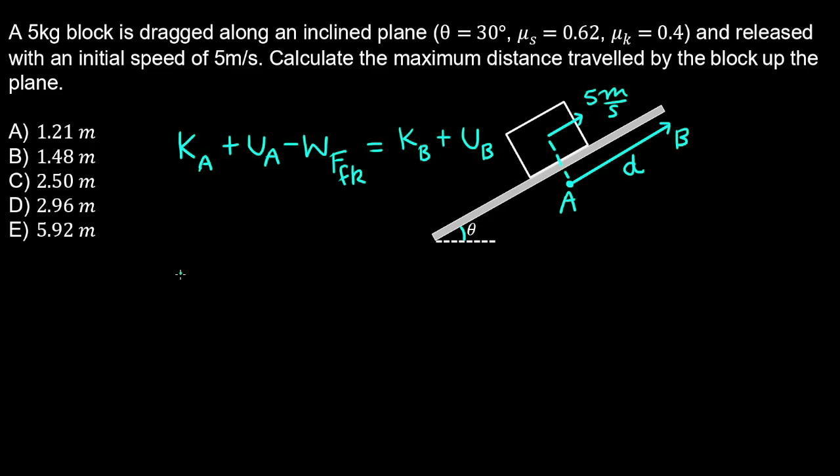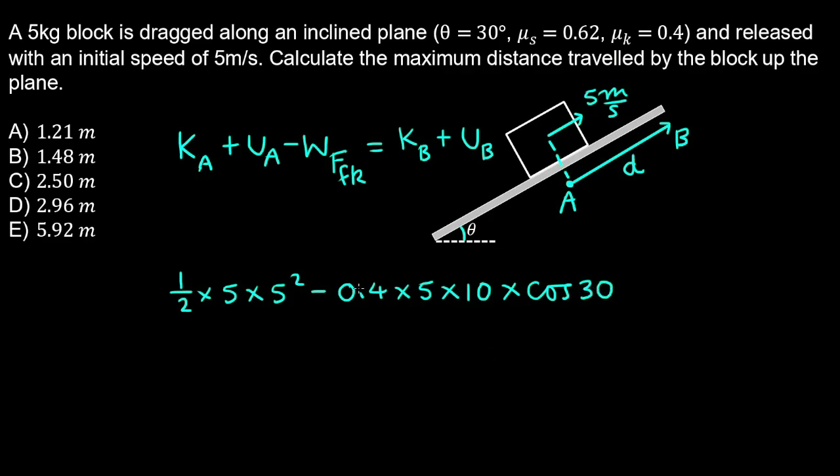So therefore, we have 1/2 by the mass of the block by the square of the speed, and the potential energy at our reference point is 0, and minus the work done by the friction force, which is the kinetic friction coefficient, by the mass of the block, by the gravitational acceleration, by the cosine of theta, which is 30 degrees. So remember, the kinetic friction force was obtained by a force equilibrium in the direction perpendicular to the plane. And the work done by the friction force is the friction force by the distance d.